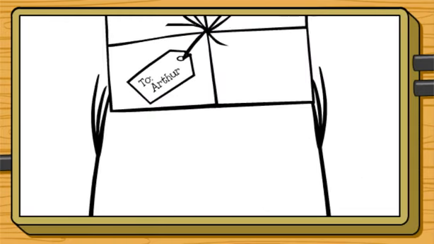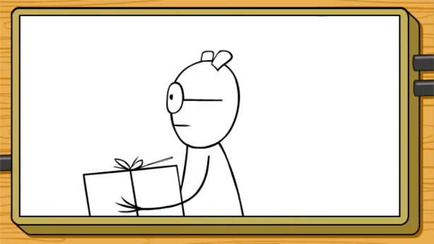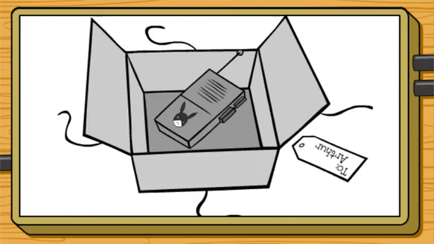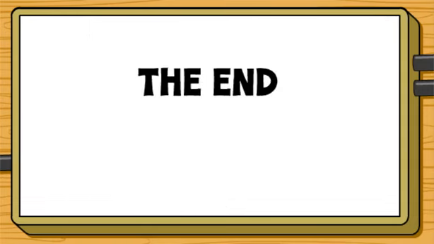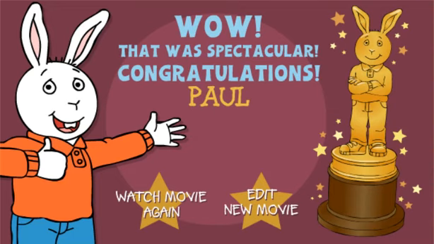Amazed by all the action, Arthur marched over to his team of friends and ripped open the box. Congratulations! You're the newest member of Team Dark Bunny. And while his friends were cheering, Arthur realized that this was the most exciting birthday party he'd ever had. The end. Wow! That was spectacular!